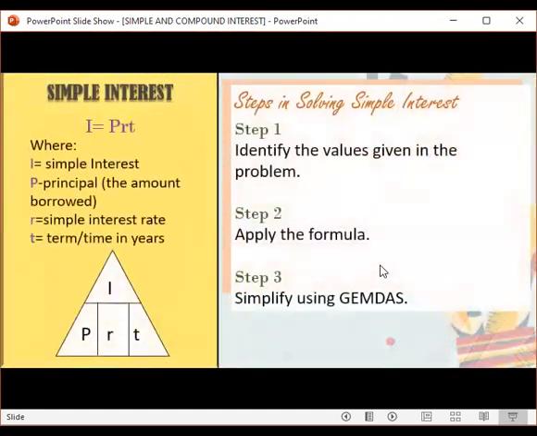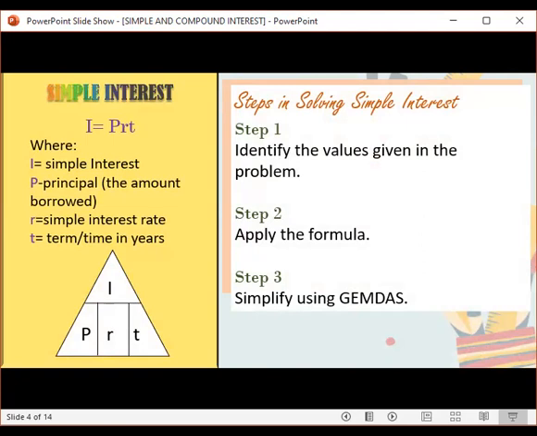Now, let's proceed with solving for the simple interest. The formula for simple interest is I equals P times R times T, where I is the simple interest, P is the principal or the amount borrowed or deposited, R is the simple interest rate, and T is the term or time in years. So we have 3 steps in solving for the simple interest.